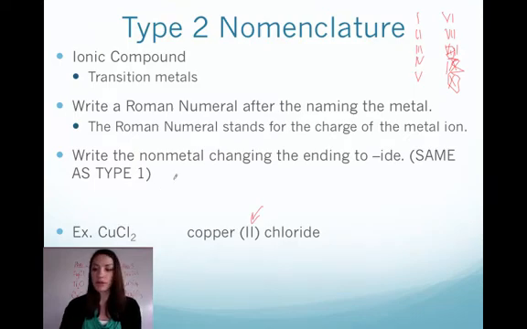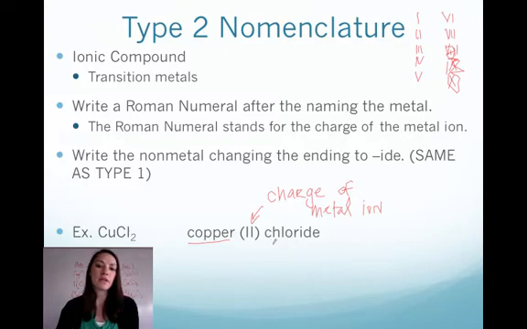Your same thing is going to happen as with type 1. You're going to start with your metal, and you're always going to say your metal first. Copper. And then what's different here is after the metal, you're going to write the charge of the metal ion. Inside the parentheses is going to be a Roman numeral that has the charge of the metal ion. Once you write that, then you can finish out with your nonmetal. You don't have to write the charge of the nonmetal because when you look at the periodic table for ionic trend, the charge is always going to be based on its group.